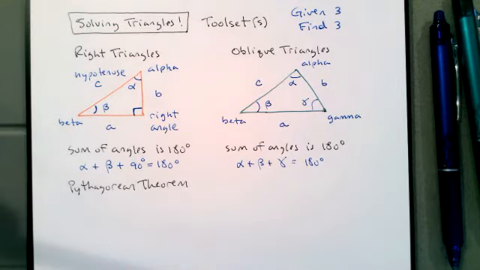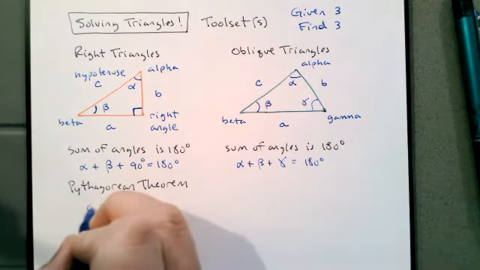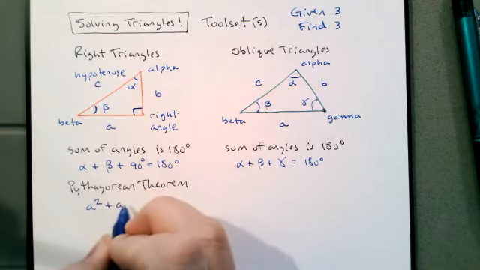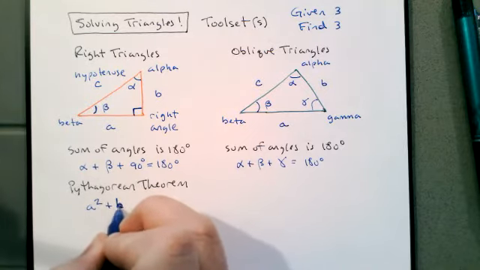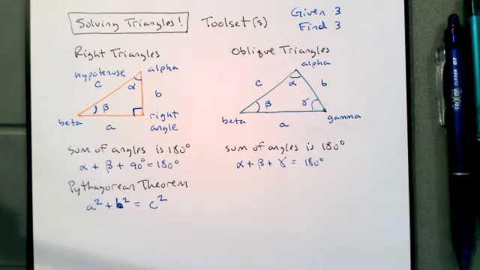So in a right triangle, we get to use the Pythagorean Theorem. And that says the sum of the squares of the legs of a right triangle, I spelled B wrong, is equal to the square of the hypotenuse. The sum of the squares of the legs of a right triangle is equal to the square of the hypotenuse.